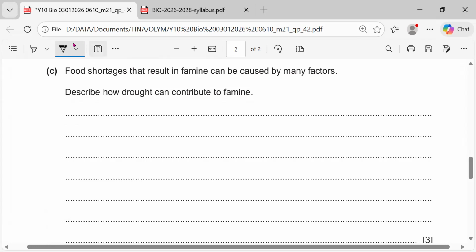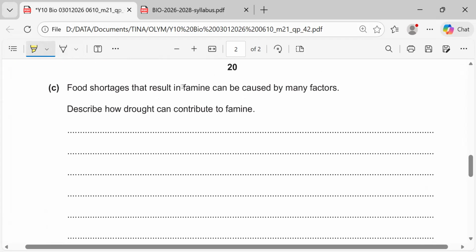Food shortages that result in famine. Do you know what's famine? Yes, I forgot. Famine means no food to eat. Oh, everybody is dying from starvation. It can be caused by many factors. Describe how drought. You know what's drought? Yeah, drought means no water. Okay, so no watering the plants.